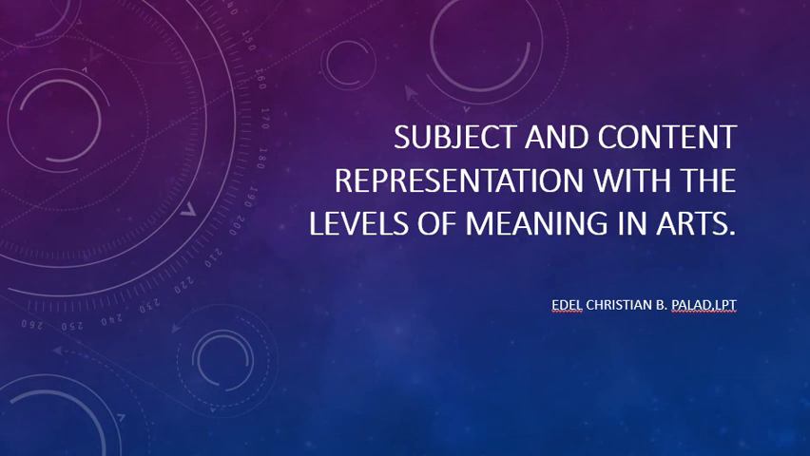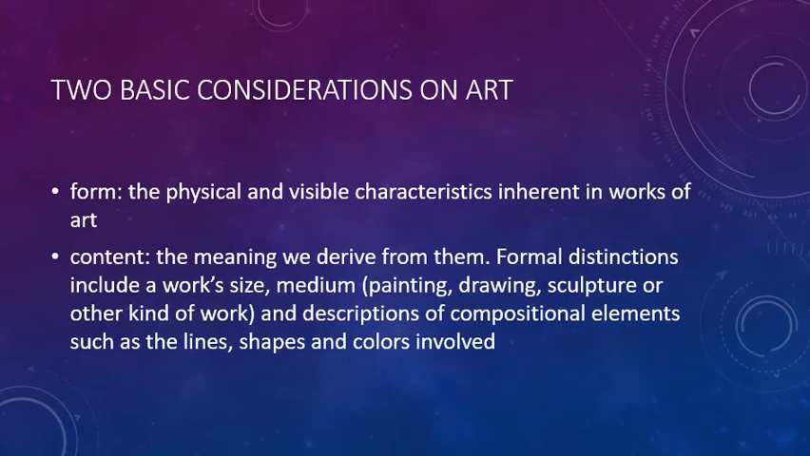Okay, good day everyone. Today we are going to discuss subject and content representation with the different levels of meanings in art. There are two basic considerations when we are trying to evaluate or appreciate art. First is the form. The form is the physical and visible characteristics inherent in a work of art. The content is the meaning we derive from them.